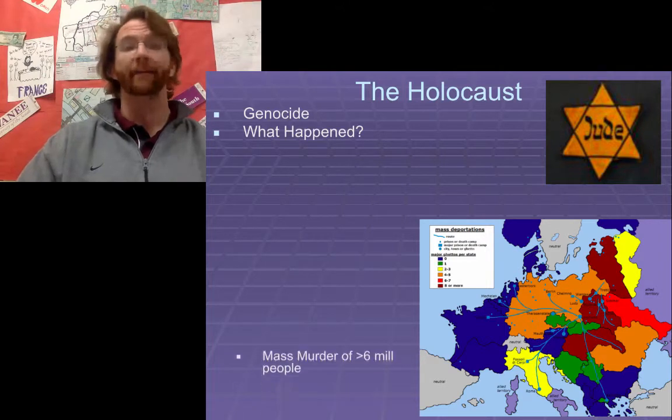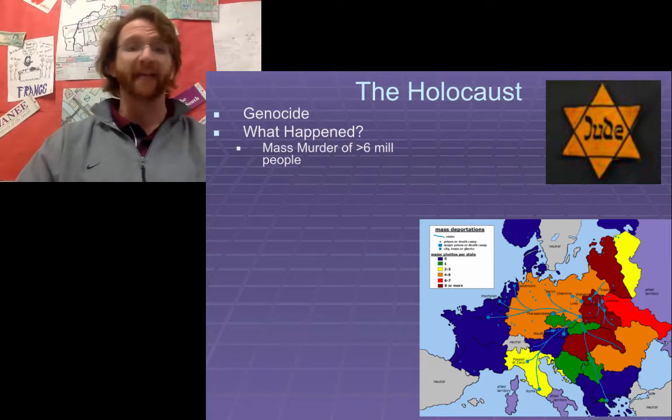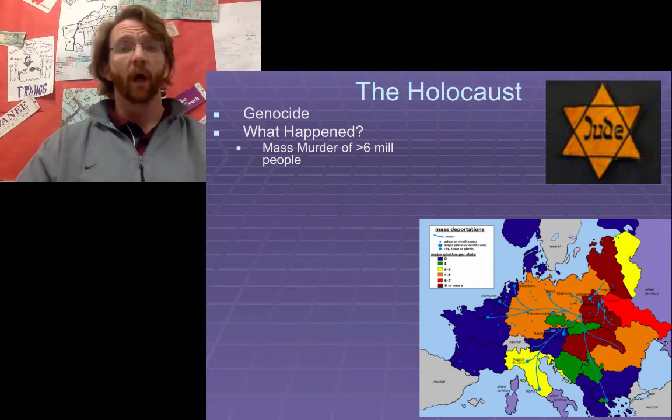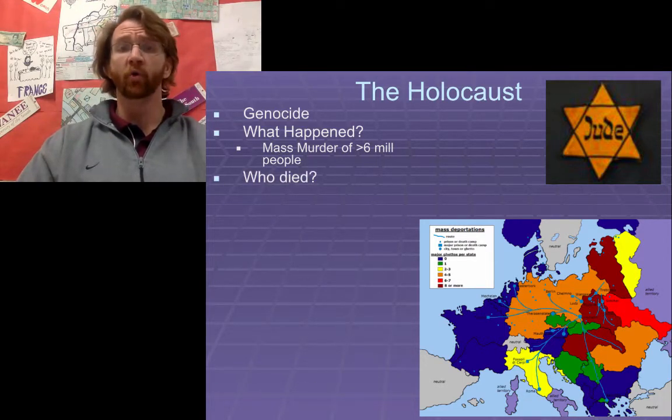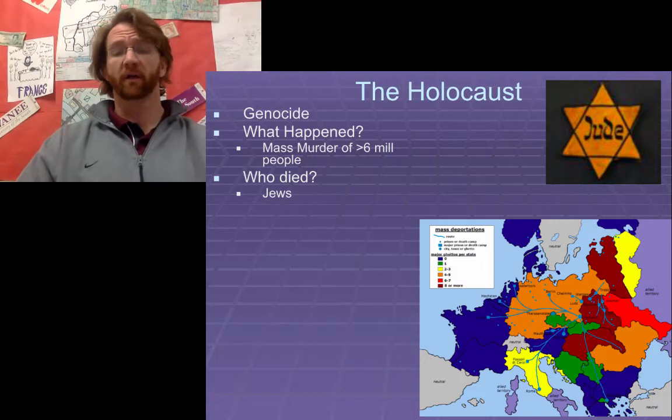So what happened? Well, there was the mass murder of over 6 million people. Over 6 million people were executed either because of their religious beliefs or because of something that they had that was perceived as wrong or lesser. Who was the target of the Holocaust? Well, in Germany, it was the Jewish people.